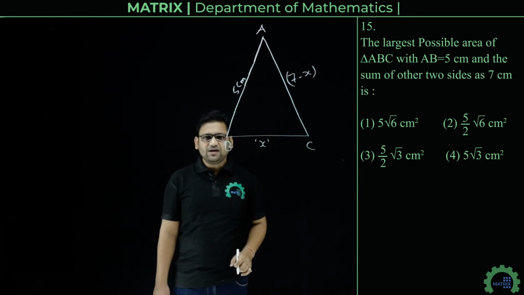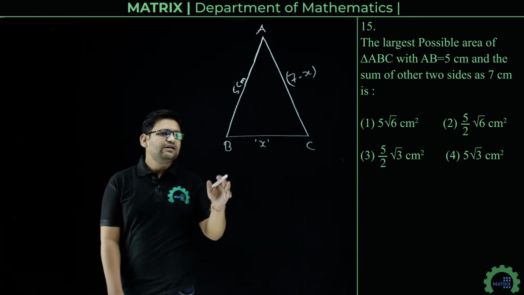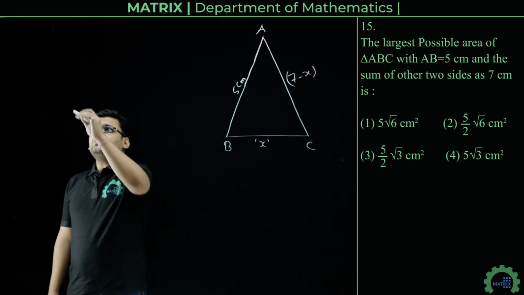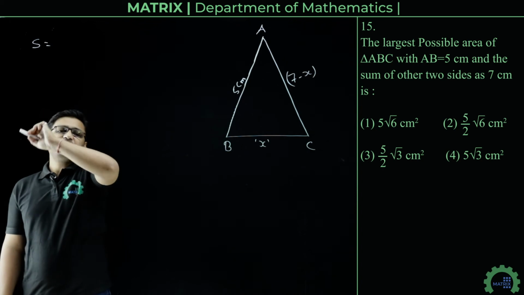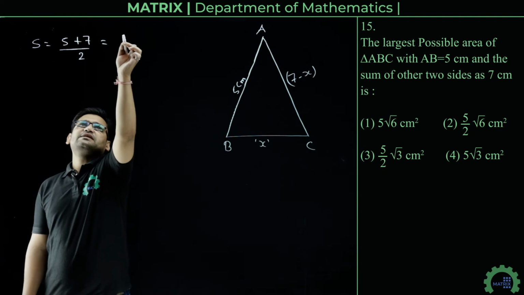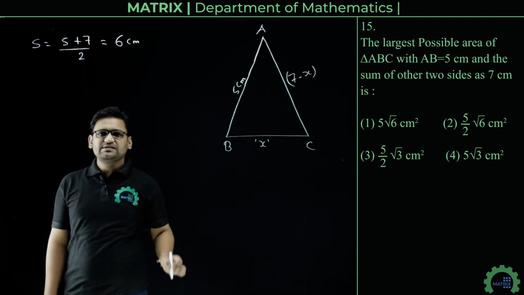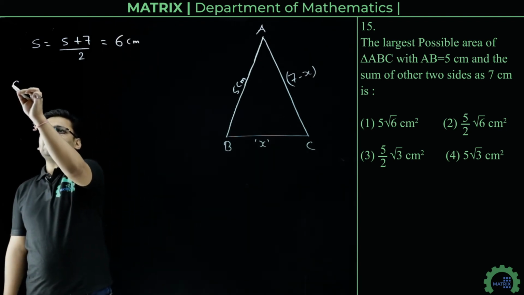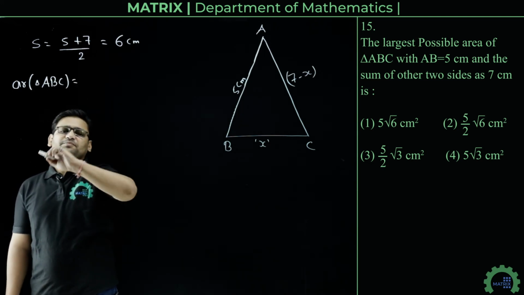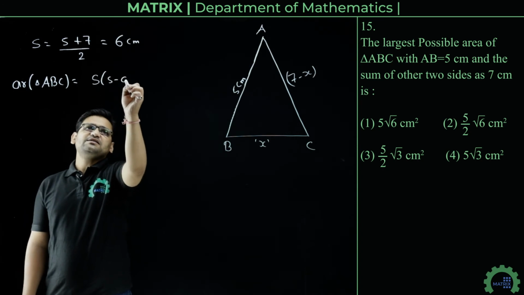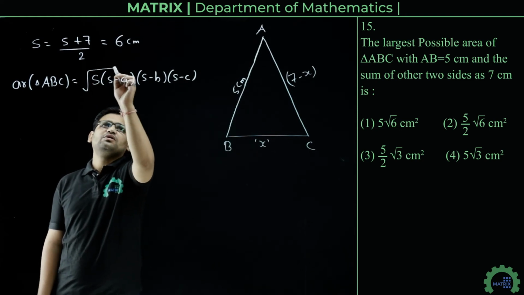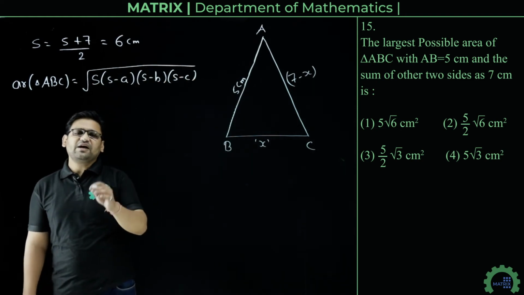So we need to find the area of this triangle. First of all, to find the area, we can apply Heron's formula here. Here the semi perimeter S will be 5 plus 7 divided by 2, that is 6 centimeter. The area of triangle ABC will be the square root of S into S minus a into S minus b into S minus c. This is the area of the triangle by Heron's formula.